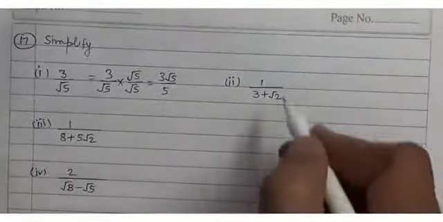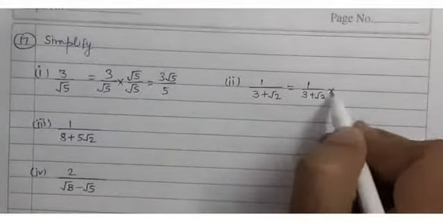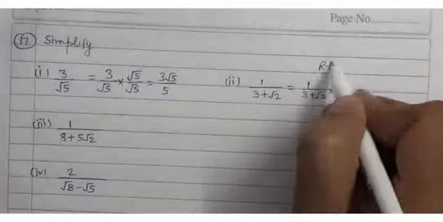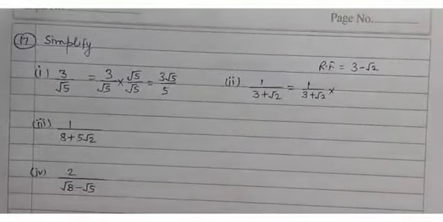Okay, come on, the next question. See, 1 upon 3 plus root 2 is there, and what will be its rationalizing factor? The rationalizing factor will be just like 3 minus root 2. Okay, so what is 3 minus root 2?